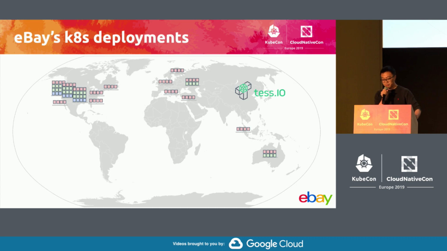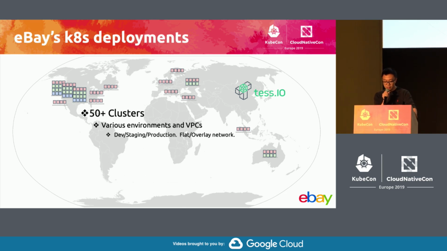First things first, eBay started Kubernetes since 2015. We run an internal distribution named tess.io. And within the past 2 years, we moved lots of workloads from bare metals and VMs into containers. And as of now, we have 50 plus clusters. And we run multiple VPCs for different environments. We have both flat network and overlay network based on OVN. And we have multiple 2,000 plus sized clusters with heavy workloads running on them.